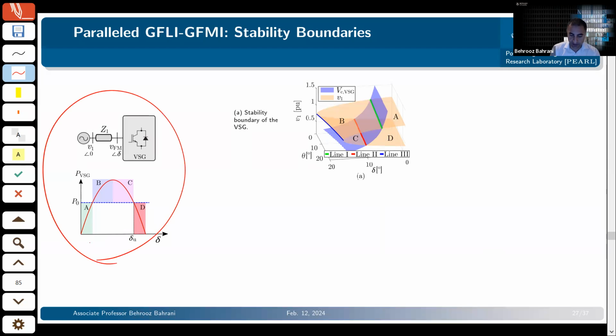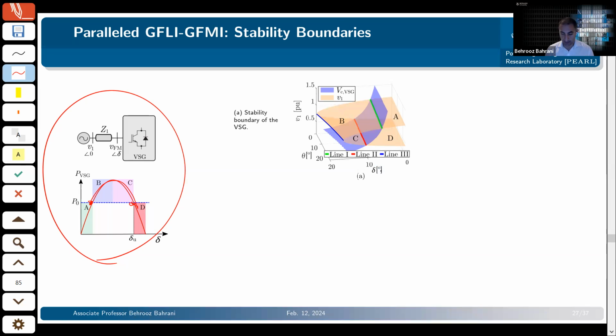We already have looked into that, and we said that if we go past this stable operating point, reach this unstable one, we go to negative feedback, we become unstable. Similar concept can be applied to these surfaces that we've got here. And first, we have applied a surface here for the grid forming inverter, and we've determined the stability boundaries for the grid forming inverter alone.